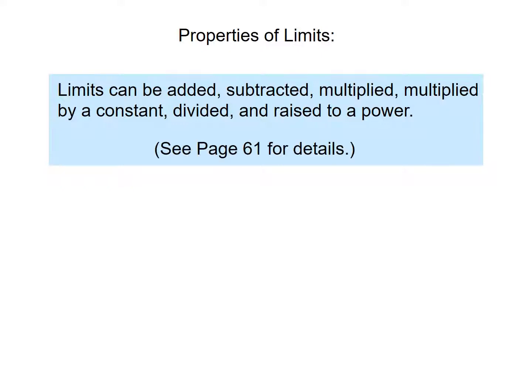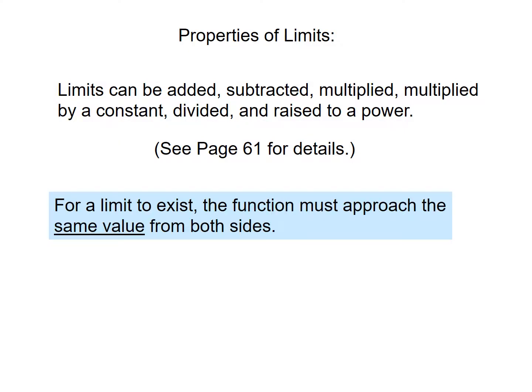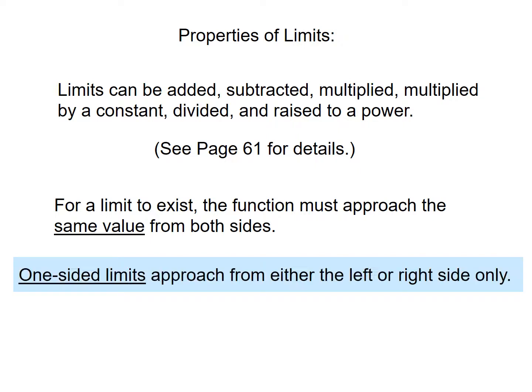Okay, we can add, subtract, multiply, divide. We're going to have all those manipulations of limits. You can look at page 61 in your textbook to see a little more info on that. And it's important to understand that for a limit to exist, the function has to approach the same value from both sides. We can talk about one-sided limits, which would be what's happening as we approach a value from the left or as we approach from the right.